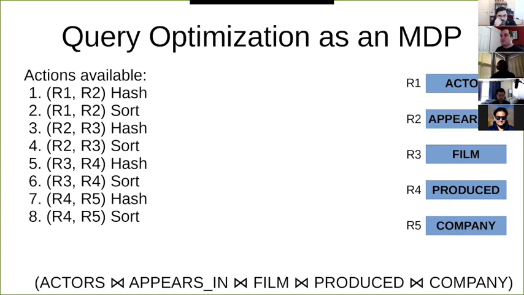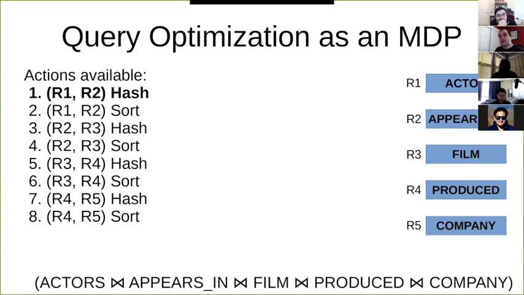actions. So if I'm trying to optimize the relational algebra statement shown at the bottom here, a 5-way join between actors, appears in, film, produced, and company, I can think about an MDP that initially starts out in the state where nothing is joined at all. I've modeled every single relation as just R1 through R5, and then I have a set of actions available to me. These are things that I could potentially do to progress my query optimization.